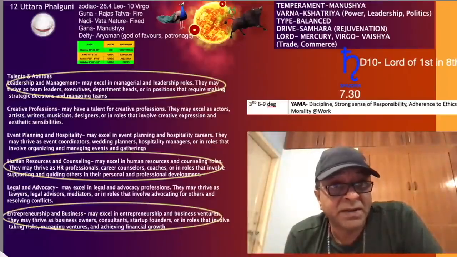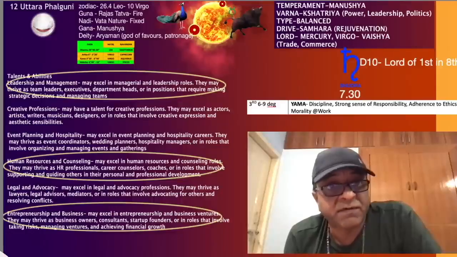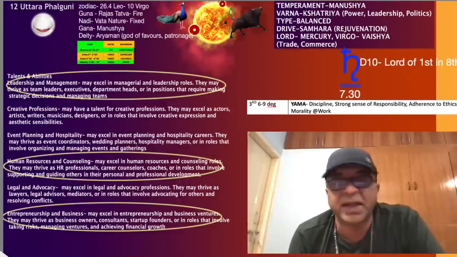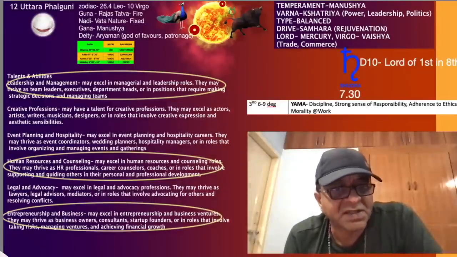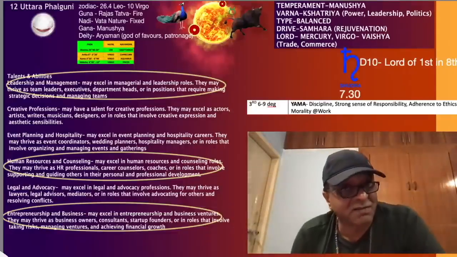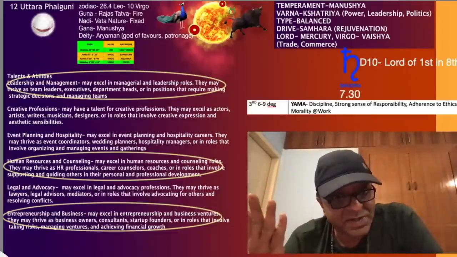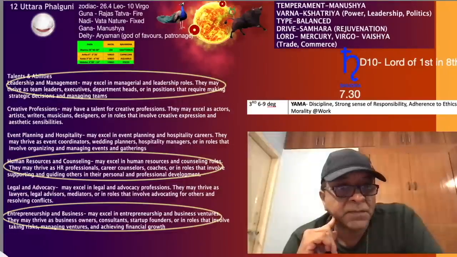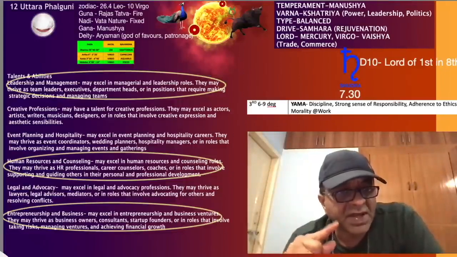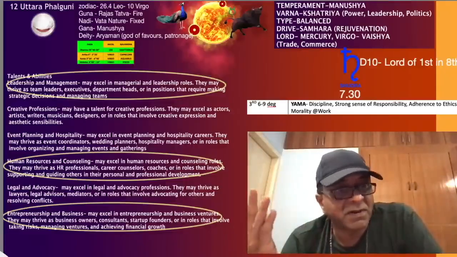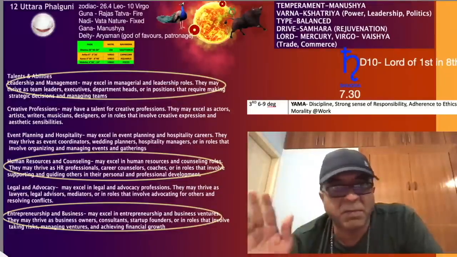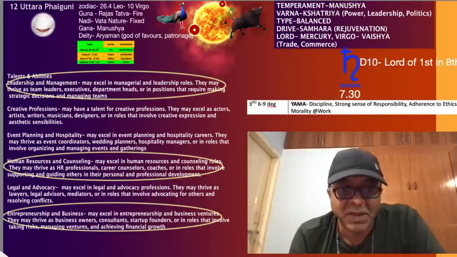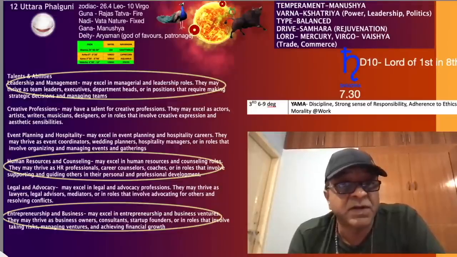There you have it. In the D10, the Lord of the first in the eighth also has Uttara Falguni, human resources and counseling. There you have it. They may excel in human resources and counseling roles. They may thrive as HR professionals, career counselors, coaches. She's doing all of these three in her facility, or in roles that involve supporting and guiding others in their personal and professional development. HR, human resources, number one. She's already doing all of this. That's what I want to bring to you. Okay. You might understand it that way. That works better.